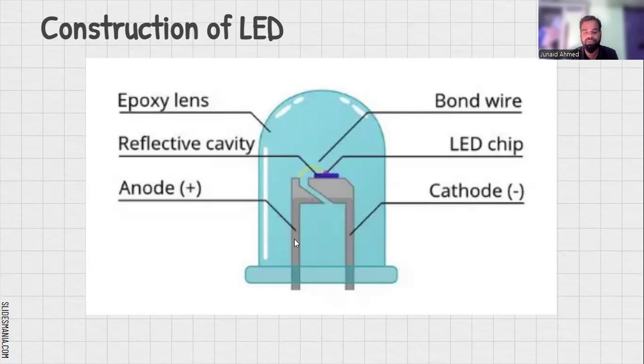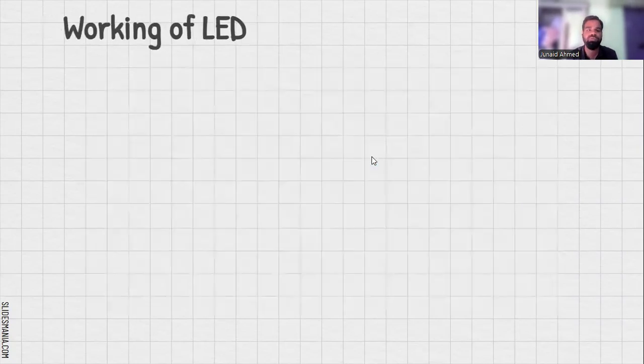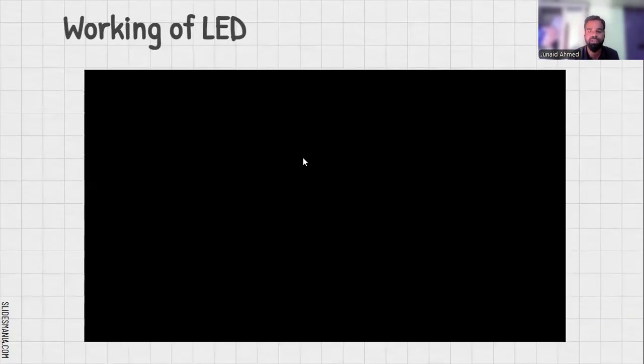Then anode and cathode: in an LED, the longer terminal is called the anode, and the shorter terminal is called the cathode. The LED chip is nothing but the p-n junction diode connected like what we have seen before. Then the bond wire connects the anode to the cathode.